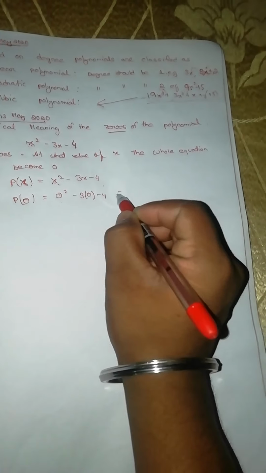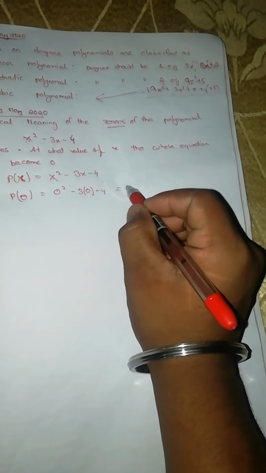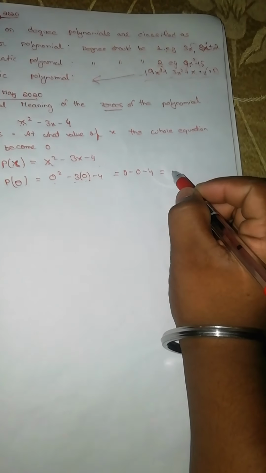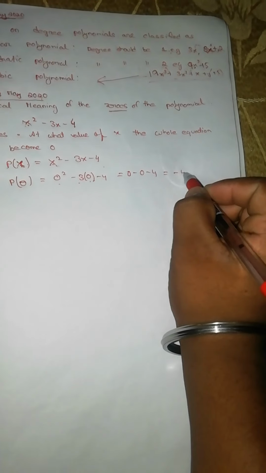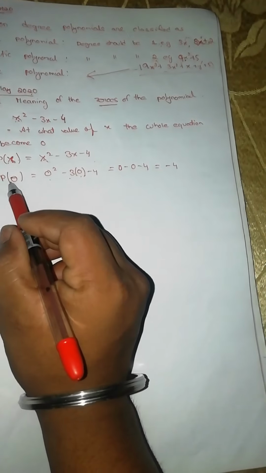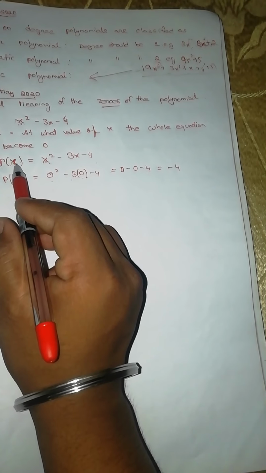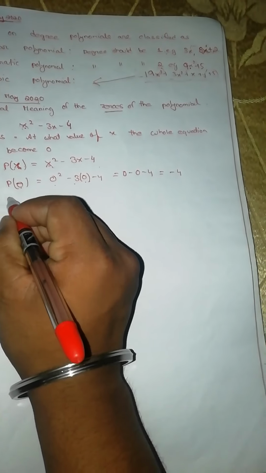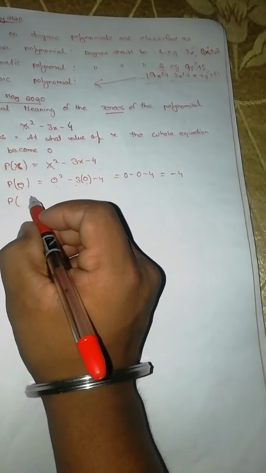If we solve this, are we getting 0? 0 square is 0, 3 into 0 is 0, minus 4. So if we solve this, we will not get 0. We will get minus 4. So 0 is not the value of x, and we have to take another number. Let's take another number, for example minus 1.